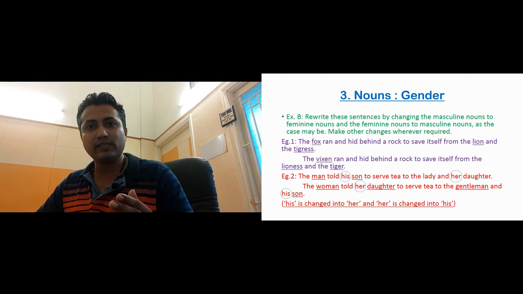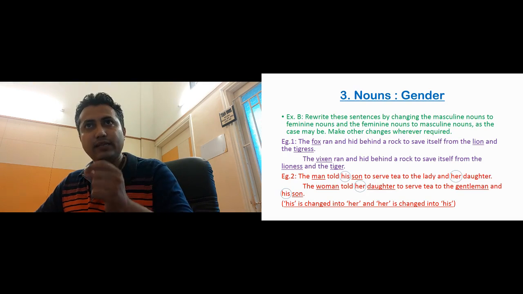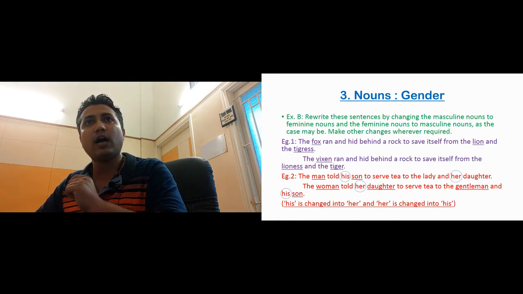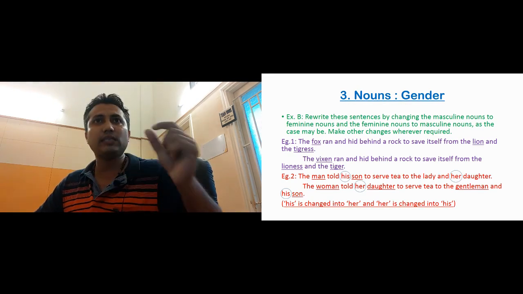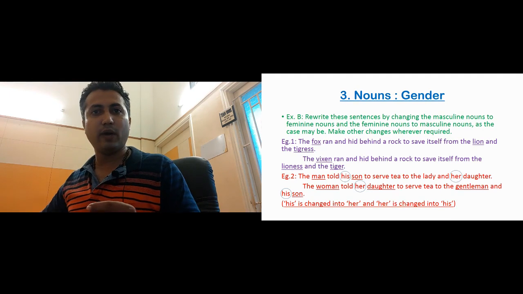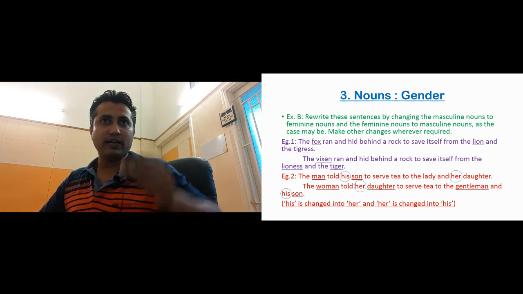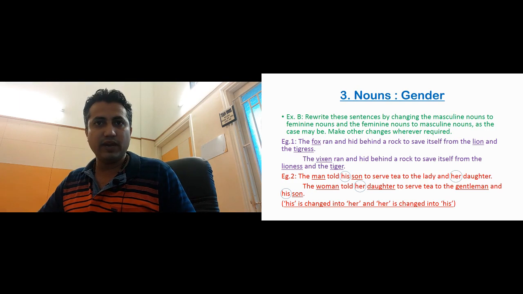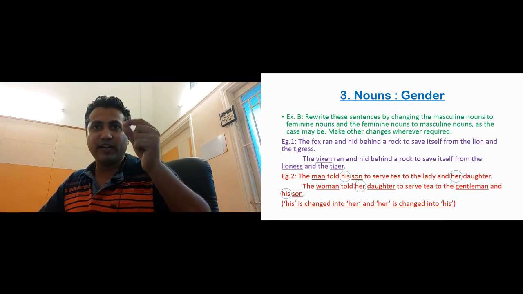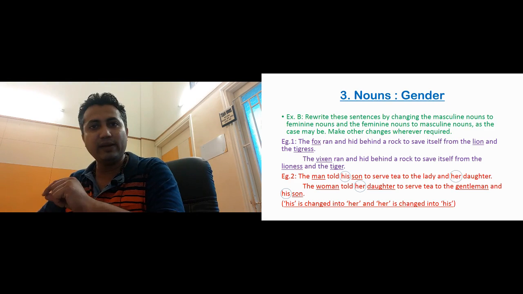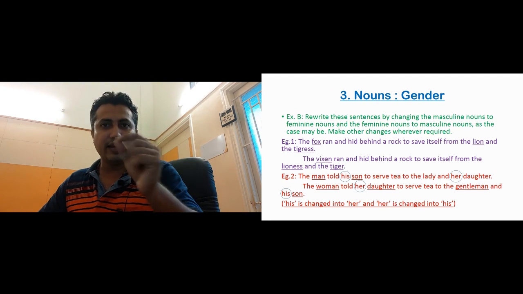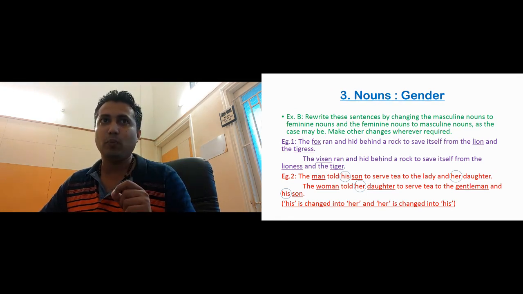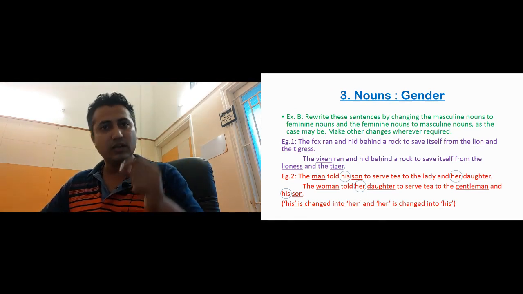Now let us go to exercise B. Let me read the heading for you. Rewrite these sentences by changing the masculine nouns to feminine nouns and feminine nouns to masculine nouns, as the case may be. Make other changes wherever required. So what are we expected to do? There are sentences given, and in these sentences, if you find a masculine noun, you have to change it into feminine, and if you find a feminine noun, you have to change it into masculine, and accordingly there may be some other changes that we need to make. Here we have two solved examples. Let us go through them.